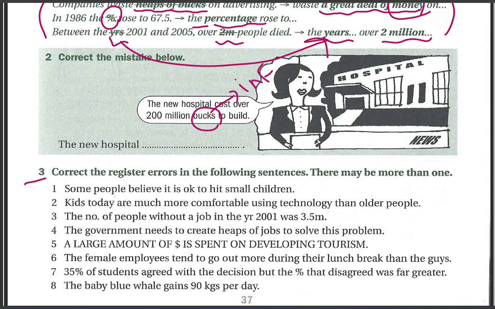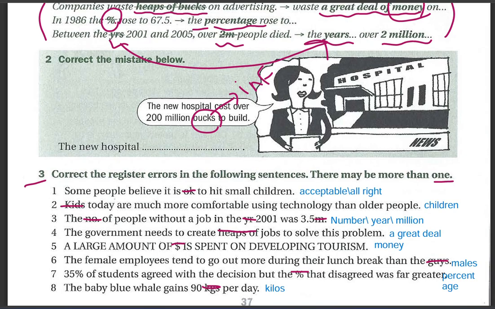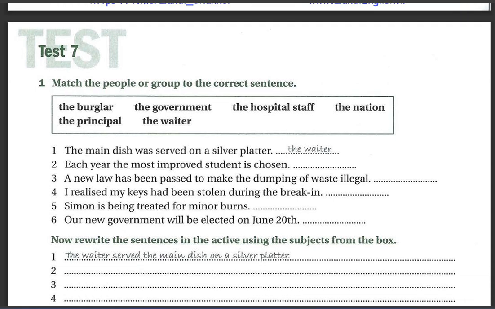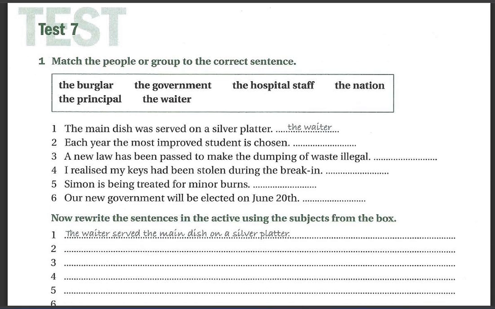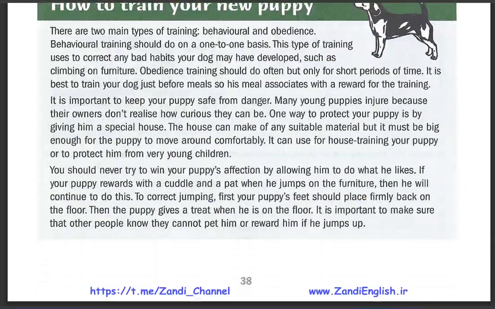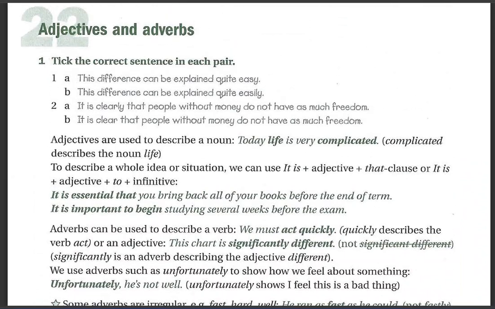Now look at part 3. Correct the register errors in the following sentences. There may be more than one. So I want you to pause the video here, correct the register errors, and then check your answers with me. You can see the correct answers and check with yours. Great. The next part is the test 7. You can do it for yourself and check here. And then the next unit.